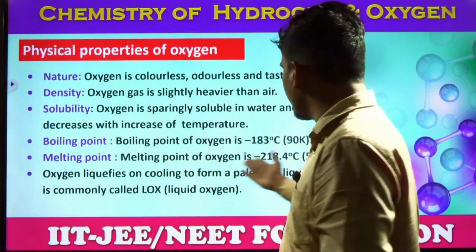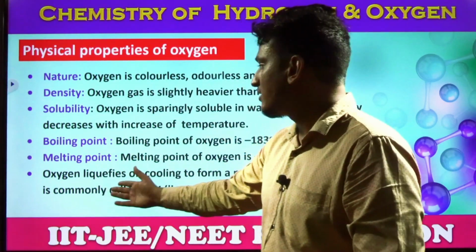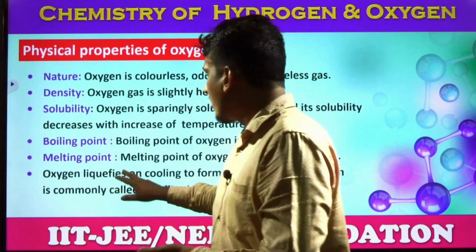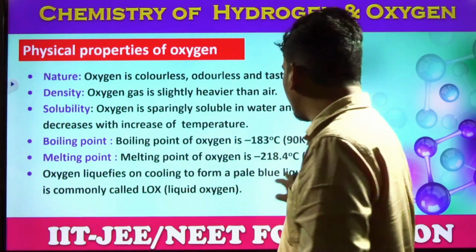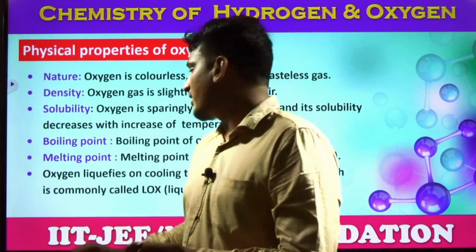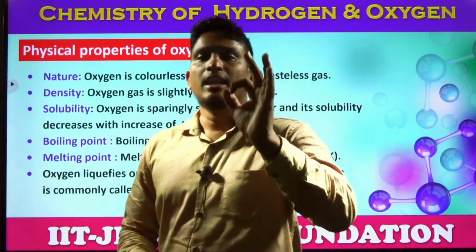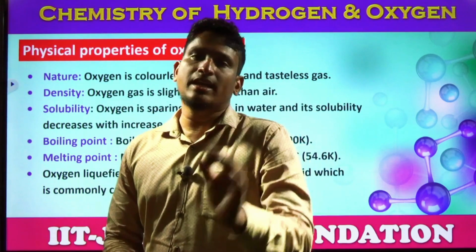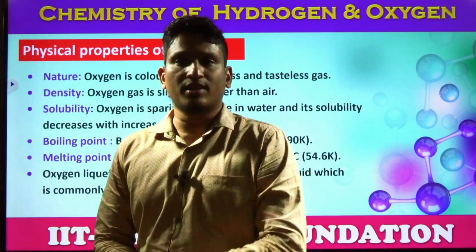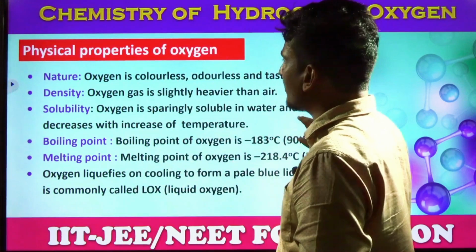Next, boiling points and melting point. These are the temperature ranges. Next, this point is very, very important. Oxygen liquefies on cooling to form a pale blue liquid, which is commonly called LOX. LOX means liquefied oxygen. Mainly it is used in the space rocket industry as a fuel. Next, these are the physical properties of oxygen, students.